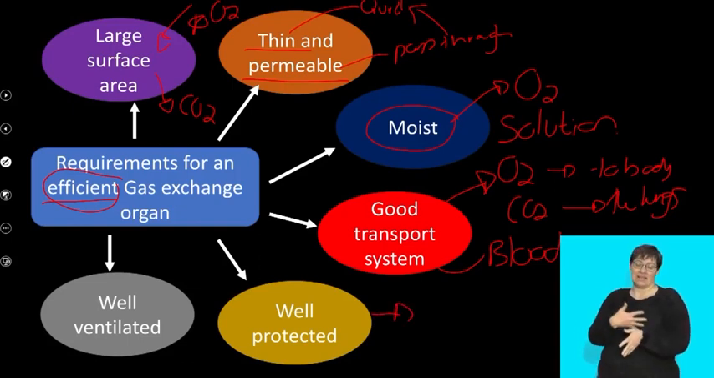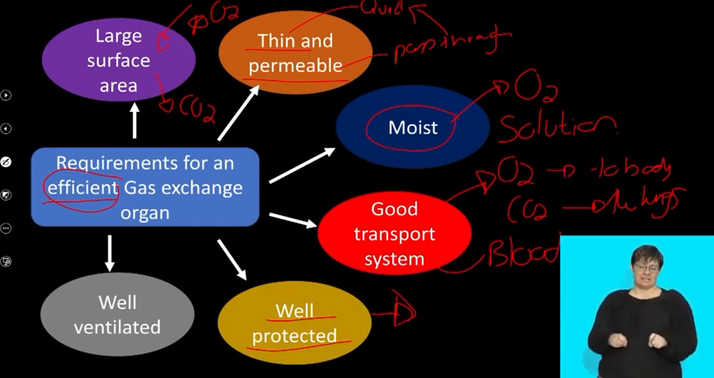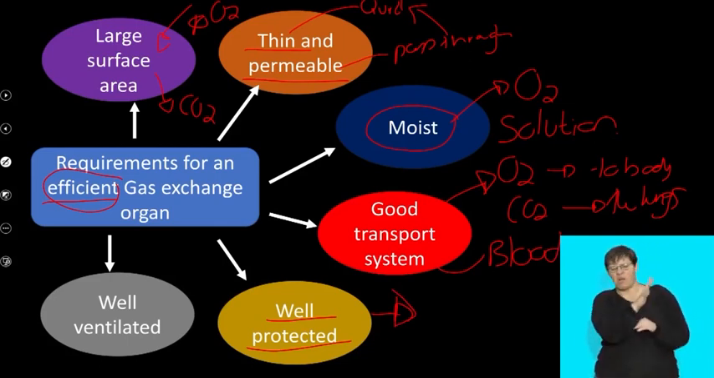For some organisms, it needs to be well protected. If it's not, and it causes damage, obviously we're not going to be able to get the oxygen and the carbon dioxide in. So that's well protected. And again, it all depends on the organism. It's going to depend on the structure.